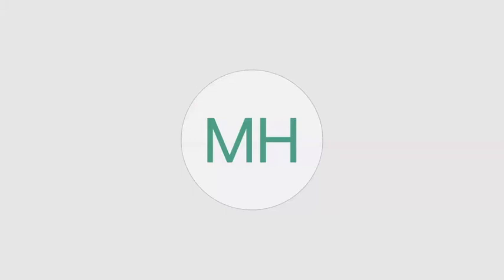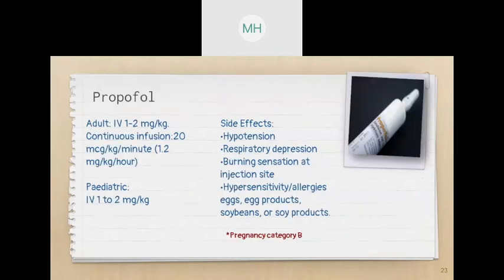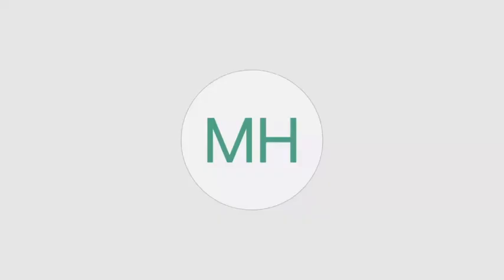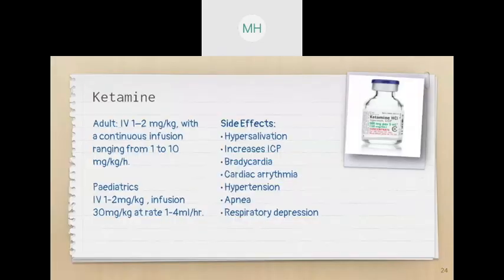The next drugs are usually the third line for refractory status epilepticus, for example propofol, with a dose of about 1 to 2 mg per kilo. Side effects are hypotension, respiratory depression, burning sensation at injection, and of course hypersensitivity or allergies. It's quite safe; its pregnancy category is B, so it can be used in a pregnant lady in certain situations. And finally ketamine, also used mostly in refractory status epilepticus.